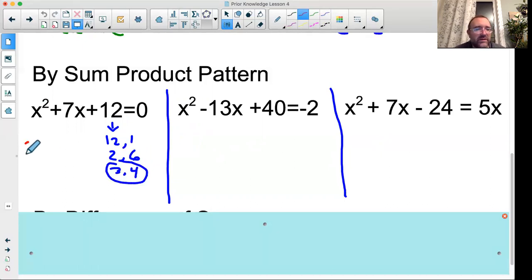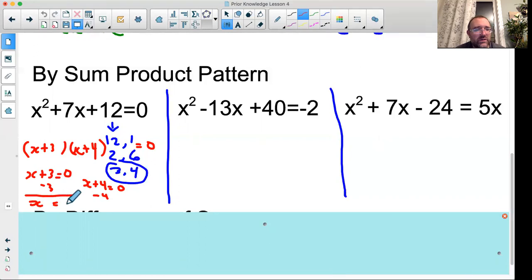So what's going to happen is that we're going to have 2 brackets, and both of those are going to equal 0. So x plus 3 and x plus 4 would be the 2 factors. Now you have to make them equal to 0, so x plus 3, and then x plus 4. You will realize that you have to subtract 3 on both sides, subtract 4 on both sides. Our final solution here is minus 3 and minus 4. Those are the 2 solutions.